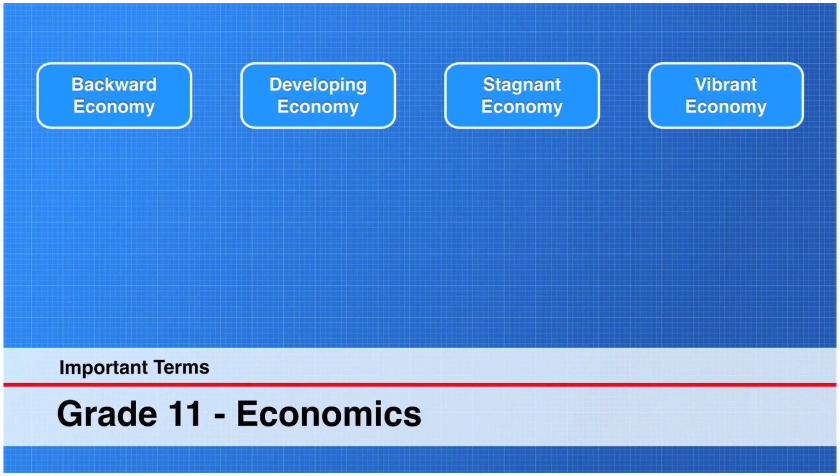So as you can see, a backward economy, a developing economy, a stagnant economy, and a vibrant economy are all completely different from one another. A backward economy and a developing economy look fairly similar. It's kind of difficult to see what a stagnant economy looks like. You really need to look at the data to be able to determine if it's stagnant or not. And finally, a vibrant economy is one where we can see lots of opportunities for growth. Now that we have a firm understanding of these four terms, let's move on to Chapter 1 of Indian Economy on the Eve of Independence.